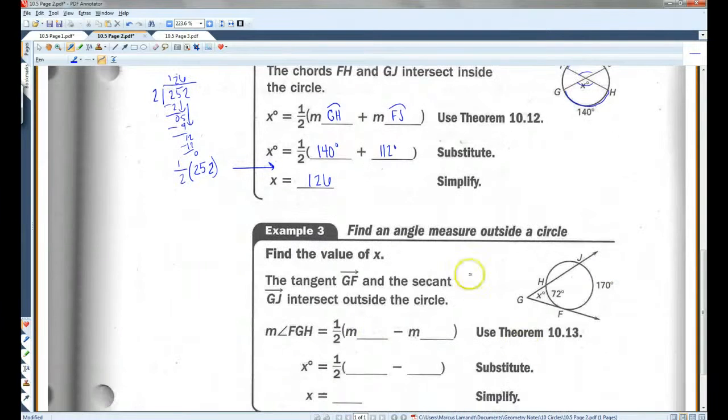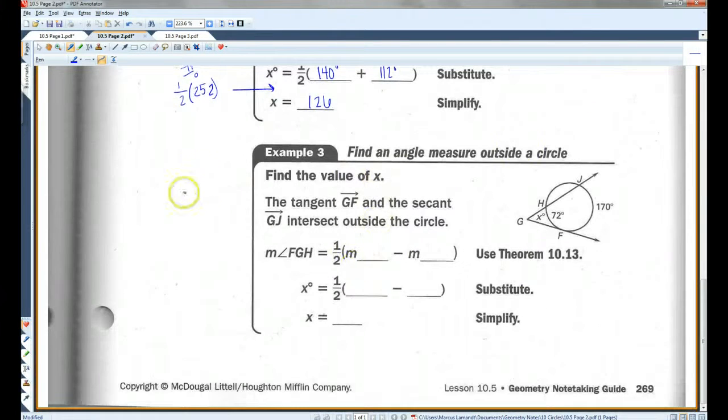Okay, this one is like the theorem we just learned. So here we have an angle outside the circle. So it's going to be 1/2 this minus this. So 1/2 the measure of arc FJ minus the measure of arc FH. The measure of arc FJ is 170. FH is 72. So it's going to be 1/2 of 98, which is 49.